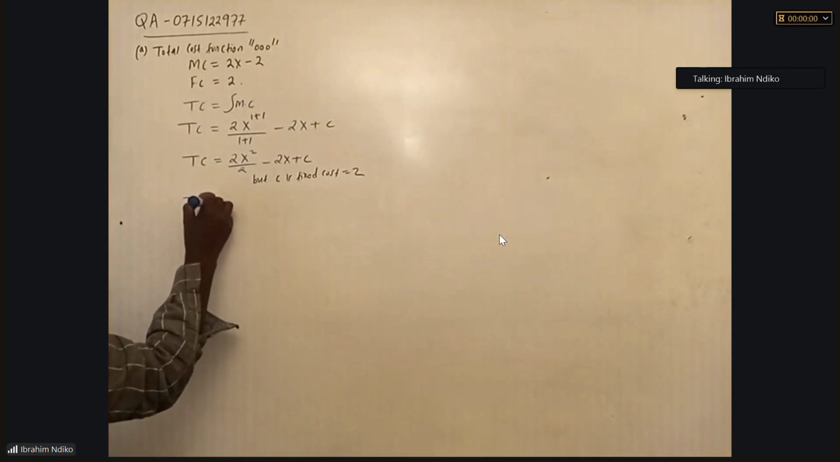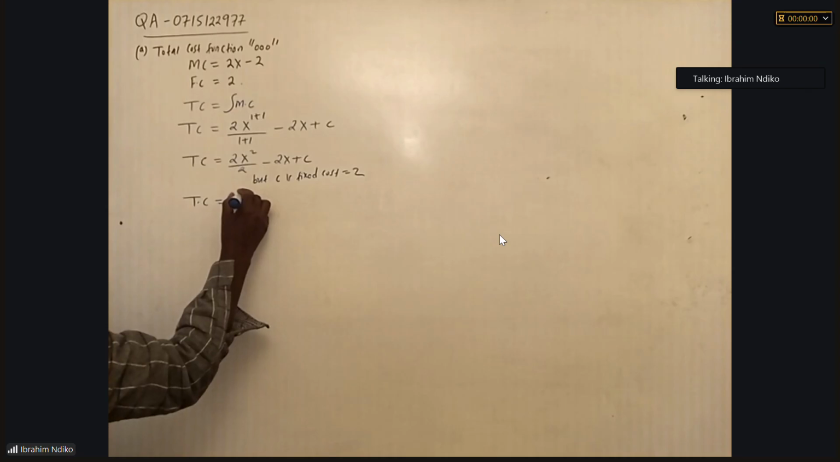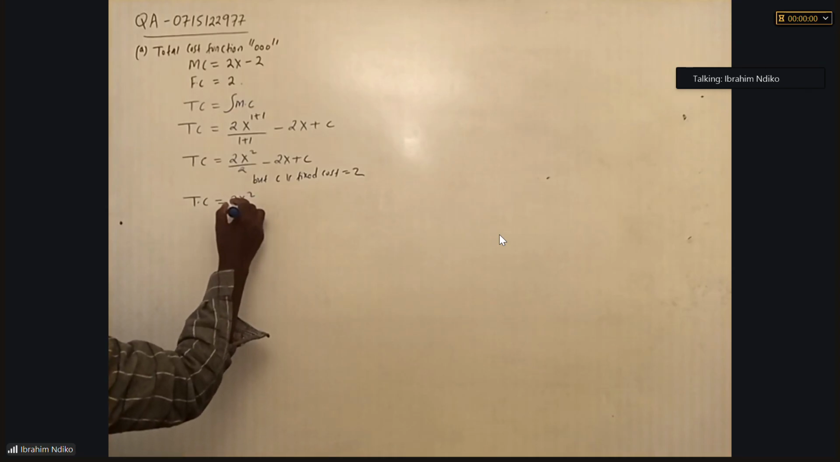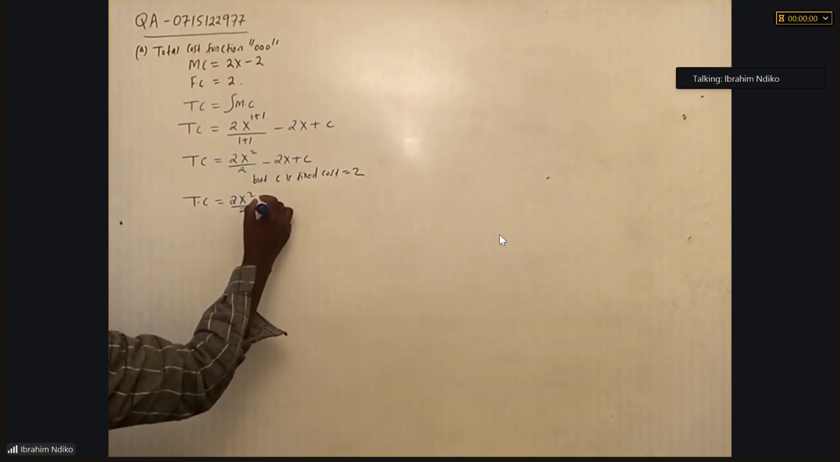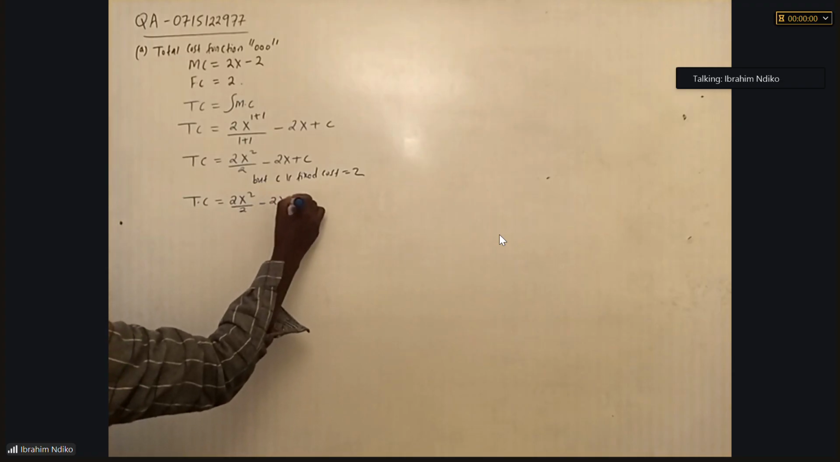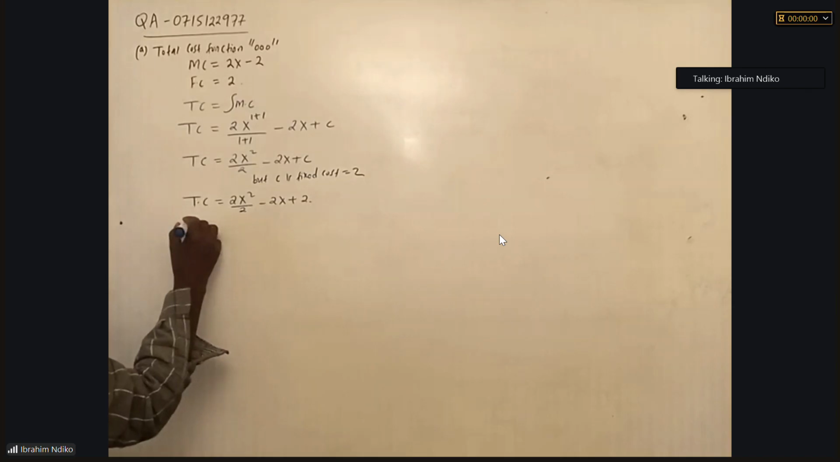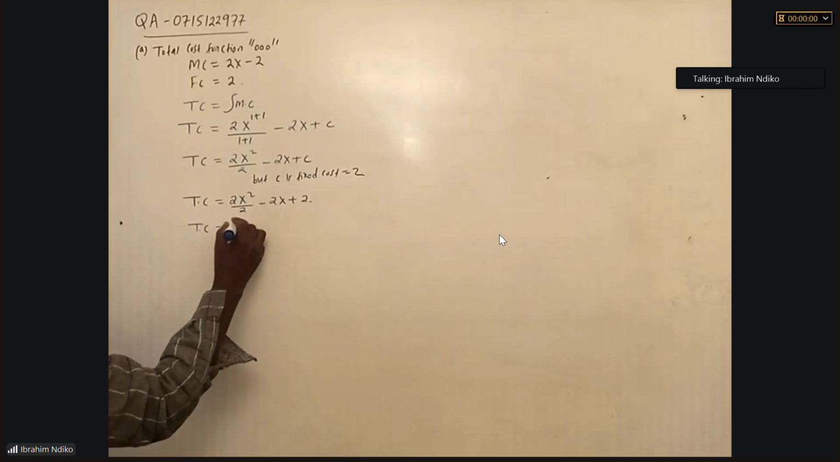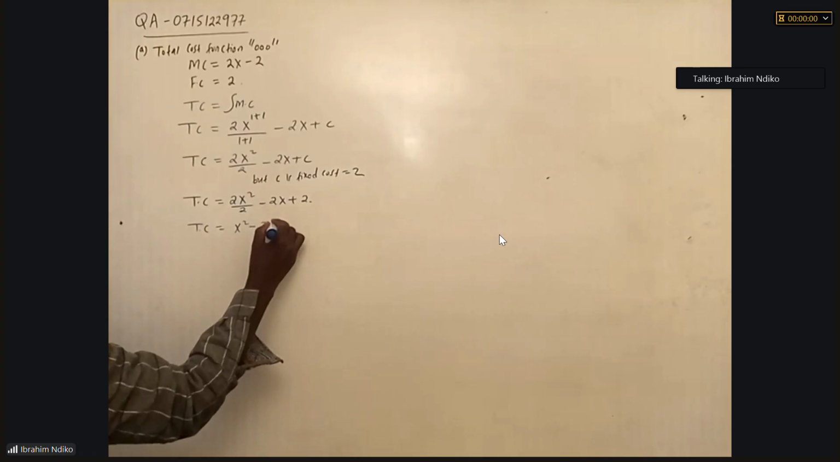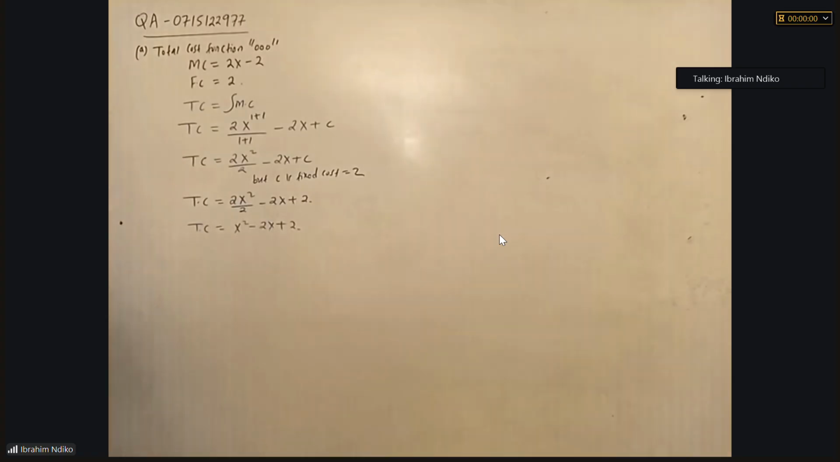So meaning our total cost will be 2x squared over 2 minus 2x plus 2. Which is the same as saying x squared minus 2x plus 2. That is our first equation. I think that one is fine.